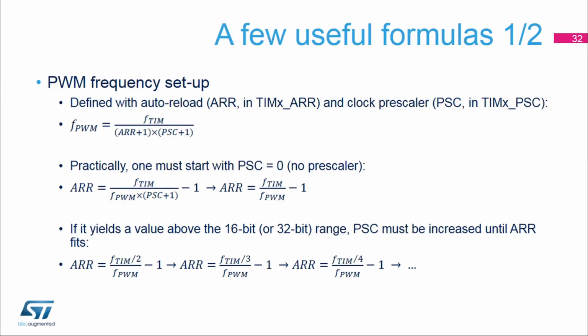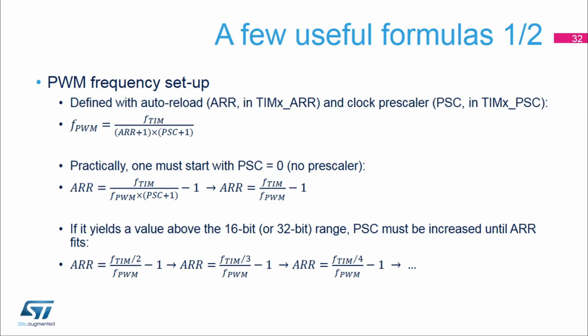This slide explains how to set the timer's PWM frequency. This parameter is defined using the auto reload value, or ARR, programmed in the Timx ARR register, and the clock prescaler programmed in the Timx PSC register. The PWM frequency is given by the timer operating frequency, FTIM, divided by ARR plus 1 times clock prescaler plus 1.